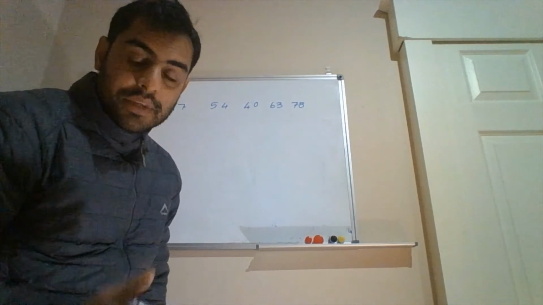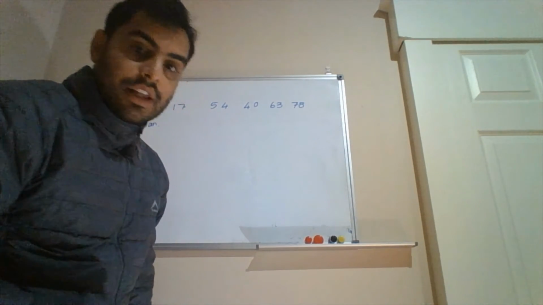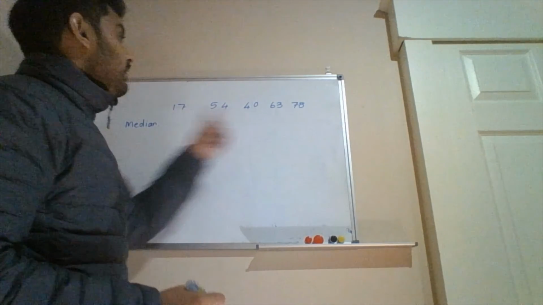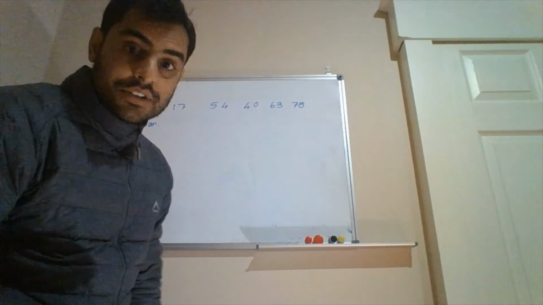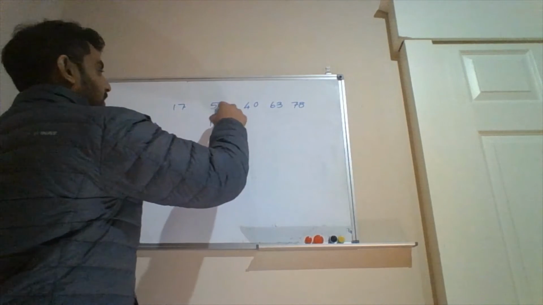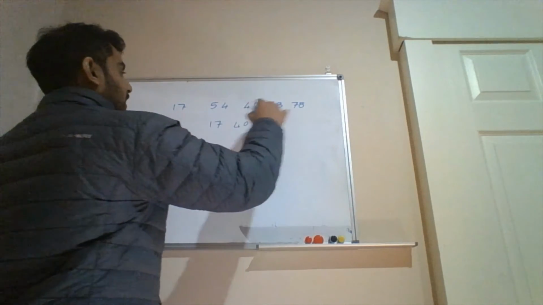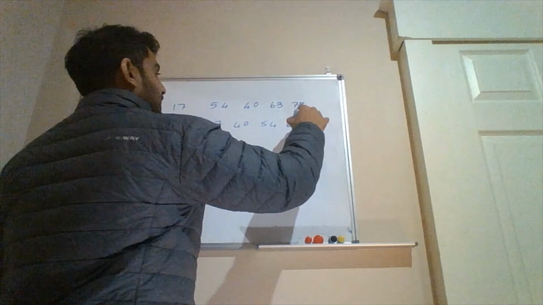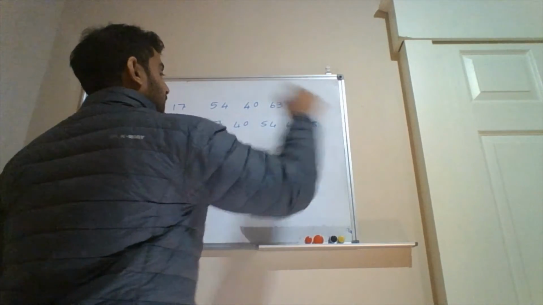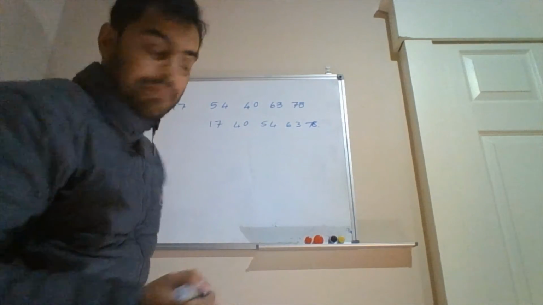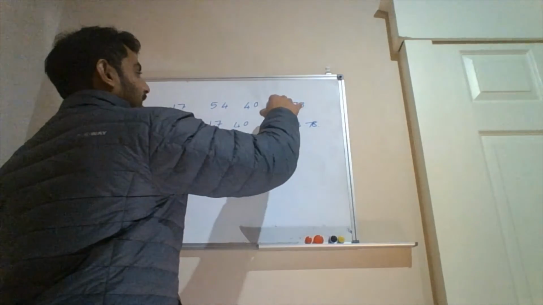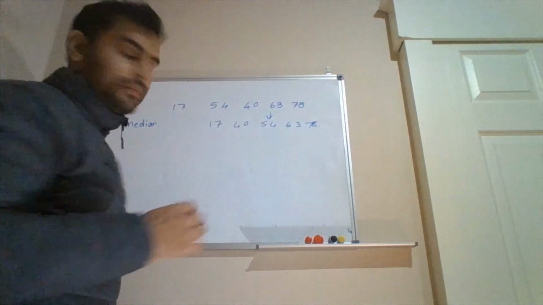So remember, our median is our middle value. And firstly, we need to organize this data from lowest to highest. So it will go 17, 40, 54, 63, 78. And now that we've ordered them, we can see that our middle value is 54.